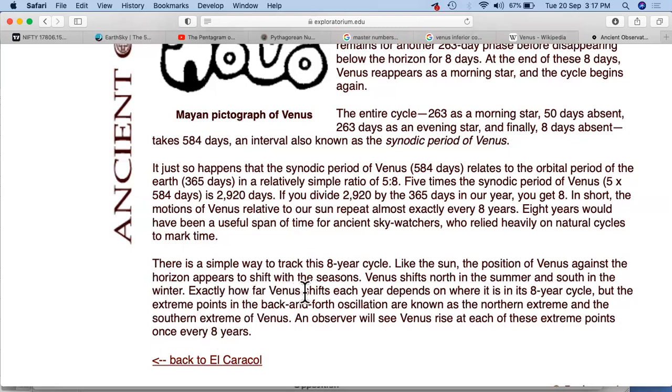Exactly how far Venus shifts each year depends on where it is in the 8 year cycle. But the extreme points in the back and forth oscillations are known as the northern extreme and southern extreme of Venus. An observer will see Venus rise at each of these extreme points once every 8 years.